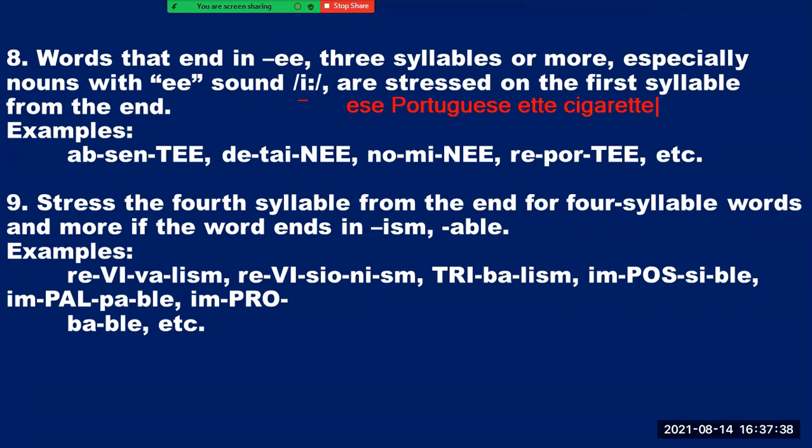Then let's look at rule number 9. Stress the 4th syllable from the end for 4-syllable words and more if the word ends in ism or able. All right, so these are rules of stress, and you have it in revivalism. Revivalism.